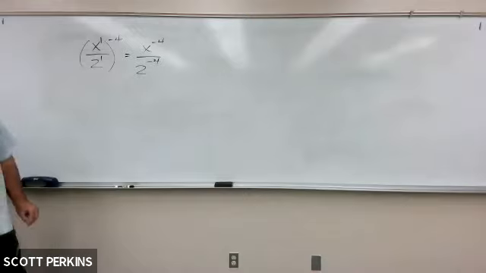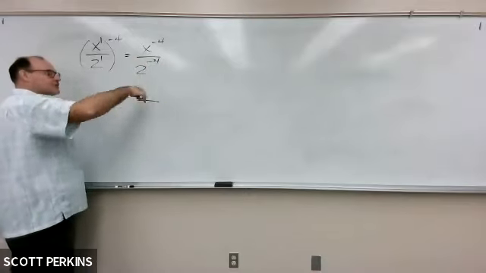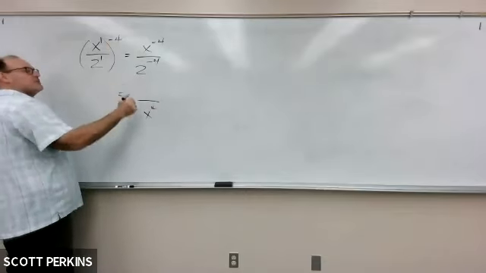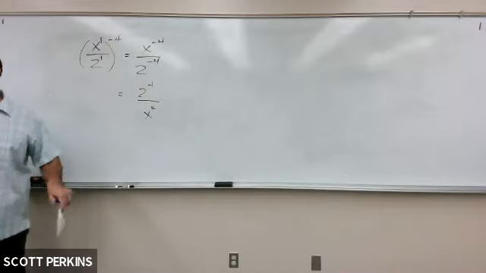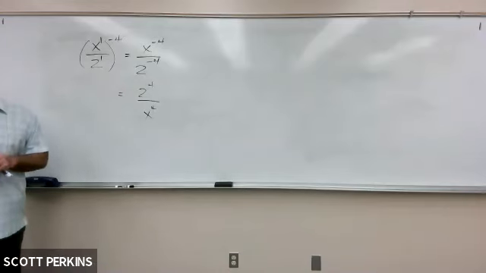Both exponents are negative. So I'm going to take x to the negative 4th. It's going to go to the bottom, become x to the 4th. The 2 to the negative 4th goes to the top. It becomes 2 to the 4th. And if you wanted to write the top 16, that's fine. I'm good with it staying 2 to the 4th, though.